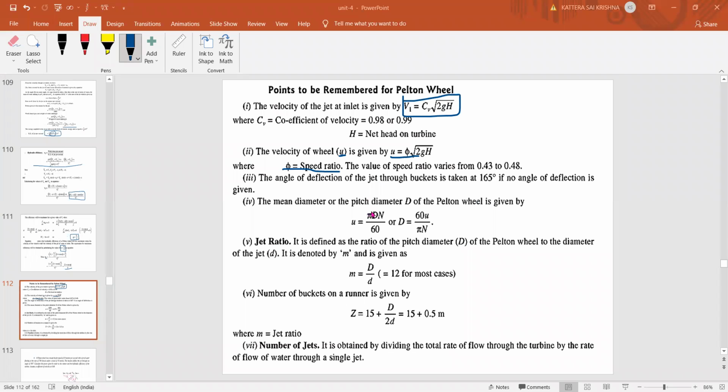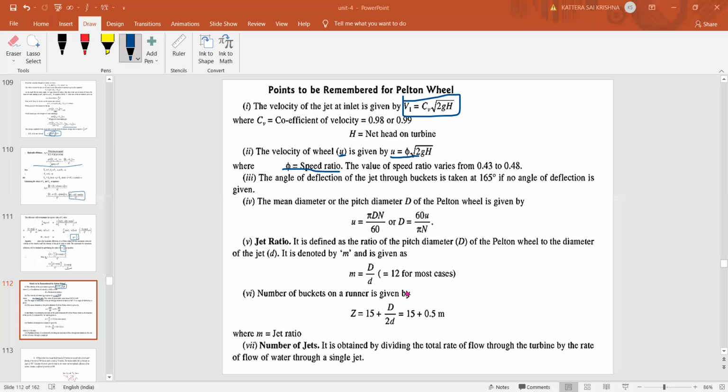Next, the mean diameter or the pitch diameter of the Pelton wheel is given by U equal to pi DN by 60. So if you have U, you can find the diameter of the Pelton wheel also. Next, jet ratio. It is defined as the ratio of the pitch diameter D of the Pelton wheel to the diameter of the jet. In short form, it is the ratio of the diameter of the wheel to the diameter of the jet. So capital D by small d is called your jet ratio. So M equal to D by d, that is 12. For most cases, we can take it as 12.